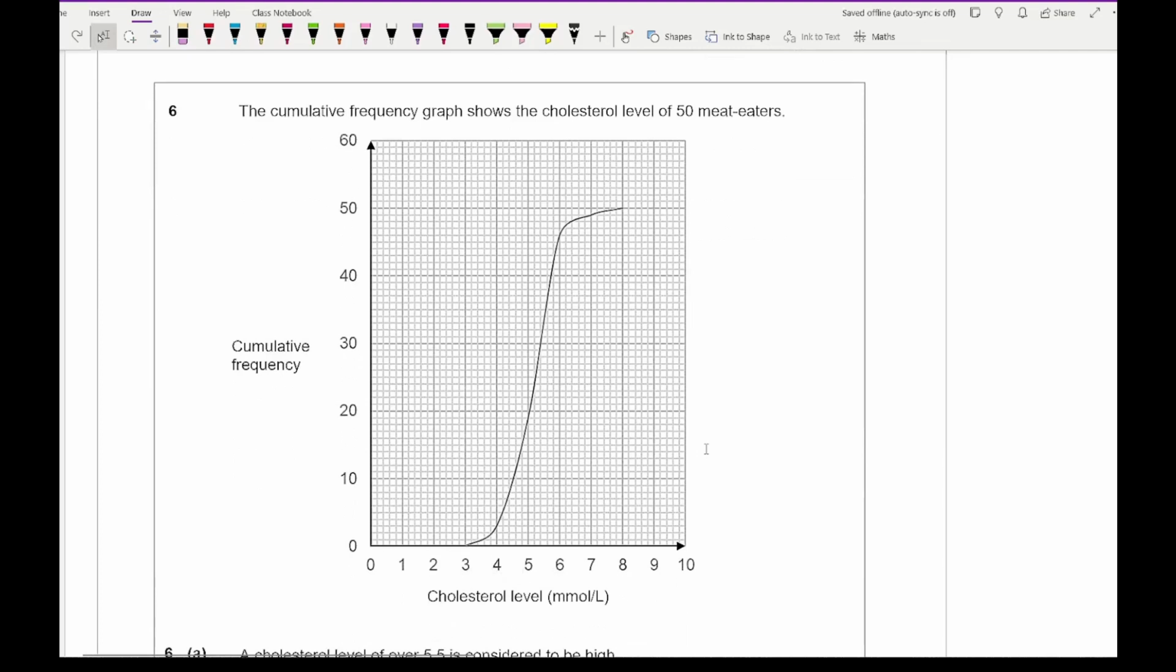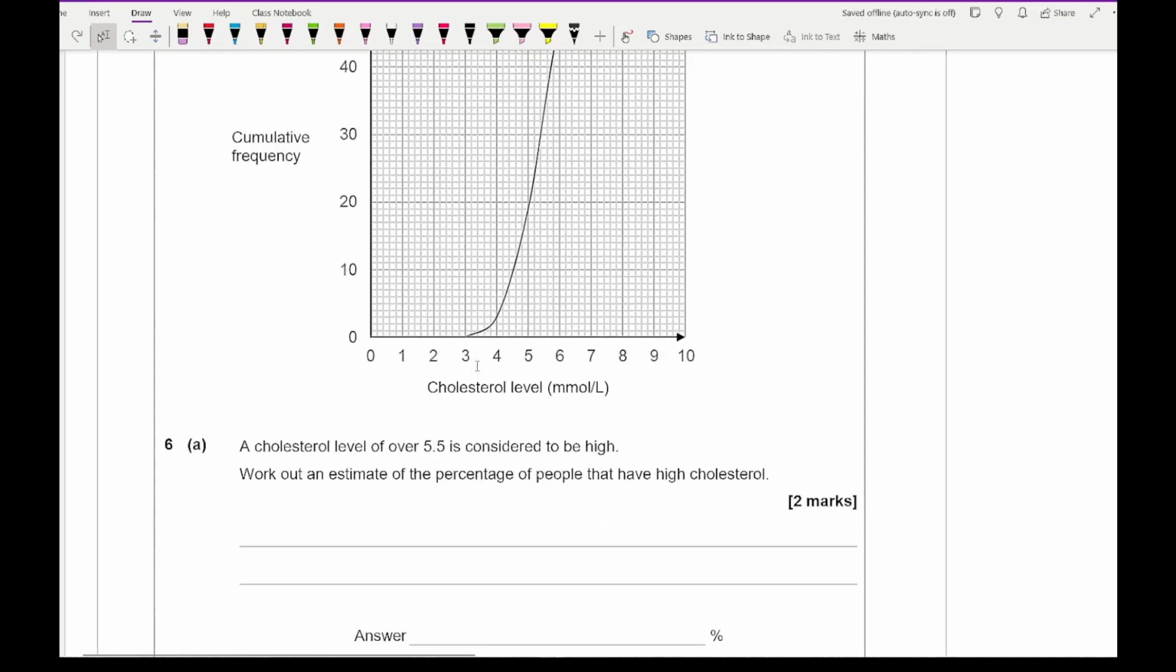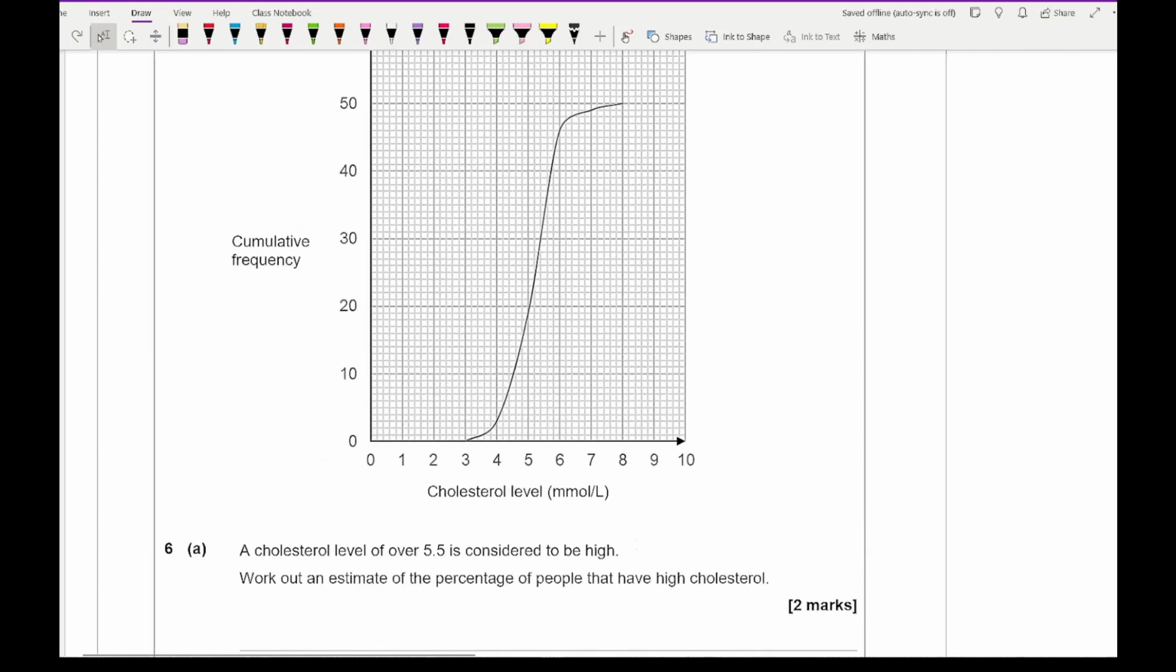Then moving on to question 6, it says the cumulative frequency graph shows the cholesterol level of 50 meat eaters. And for A, it says a cholesterol level of over 5.5 is considered too high. Work out an estimate of the percentage of people who have high cholesterol. So let's have a look at 5.5. I make that out to be just there.